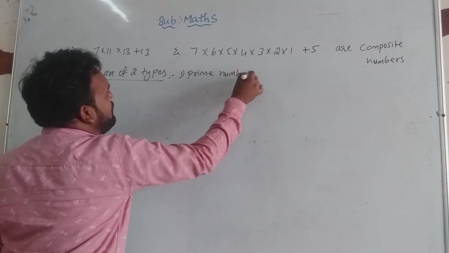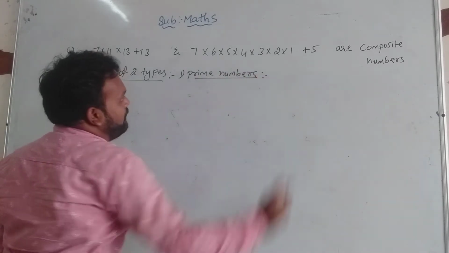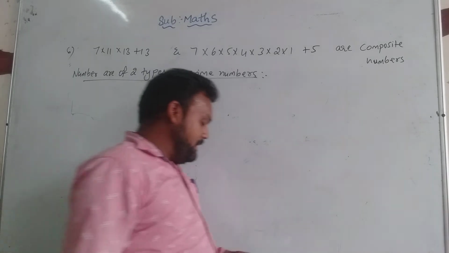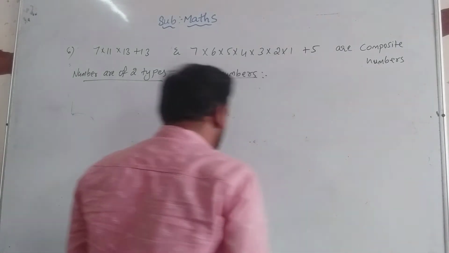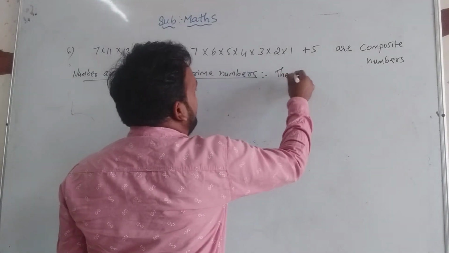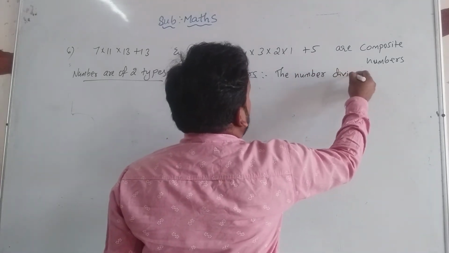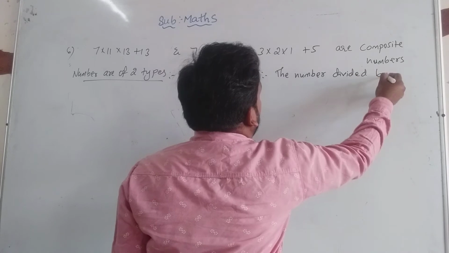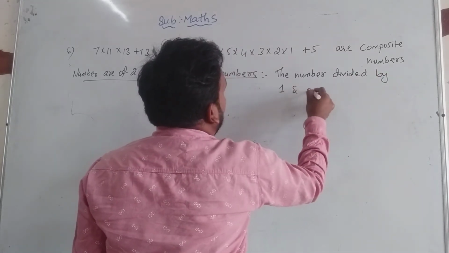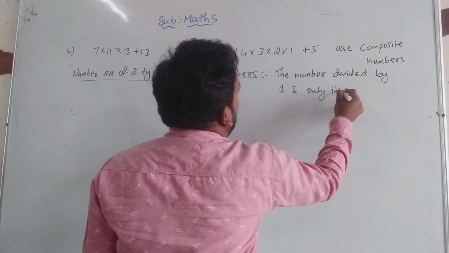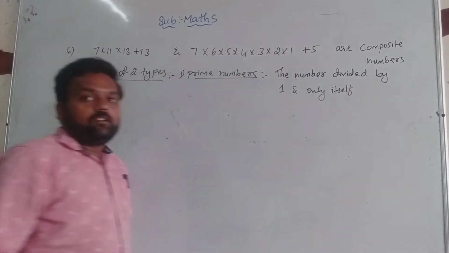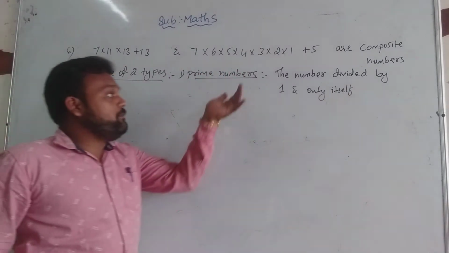So first is prime numbers. What is a prime number? A prime number is a number divided by 1 and only itself. Numbers that can be divided only by 1 and by themselves are called prime numbers.